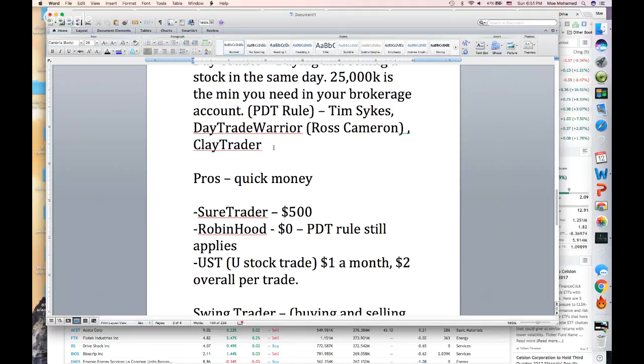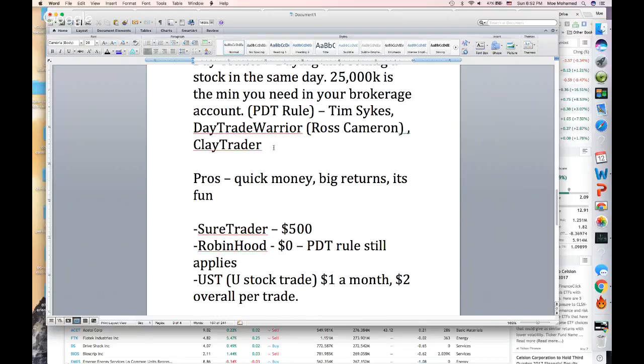It's quick, fast money. If you can catch it, you can get some big returns. I guess it's a lot more fun because you get that rush, that sensation where it's like, oh God, I'm making so much money so fast. When do I get out? It's the perfect thing for a gambler to use. People who gamble would love to be day traders because the rush is crazy.